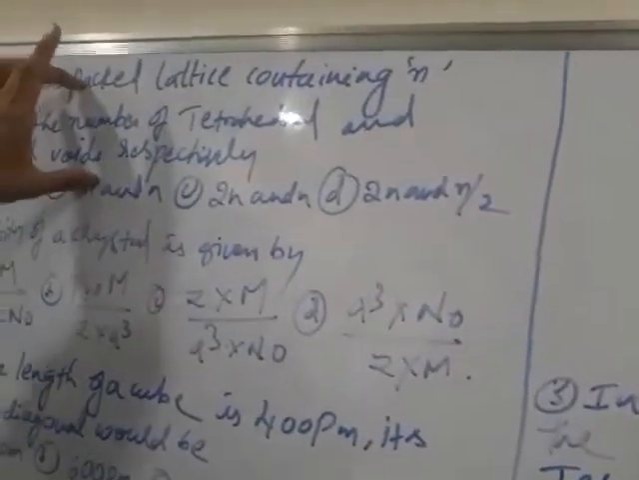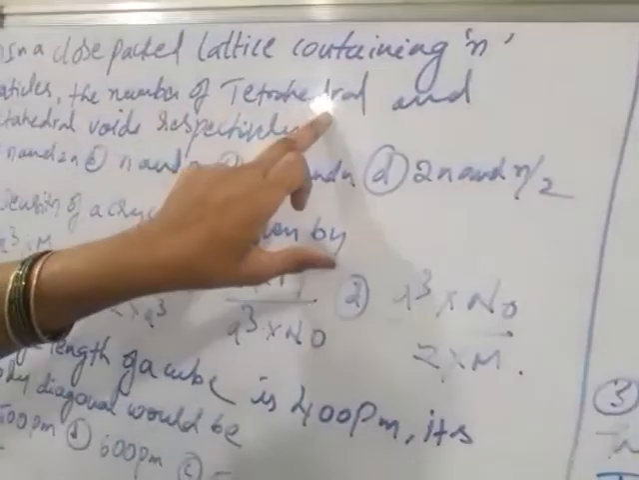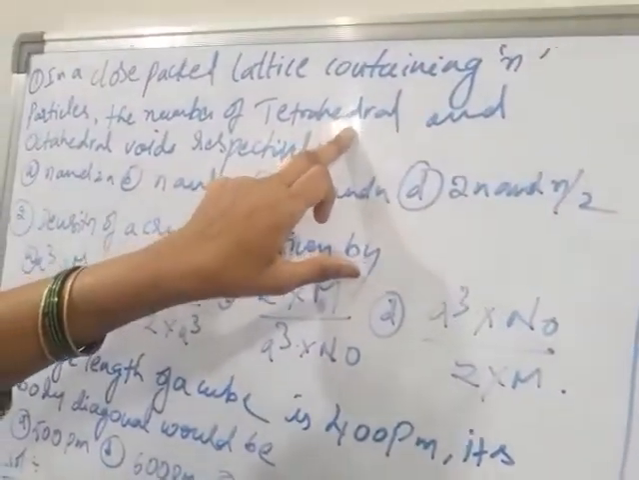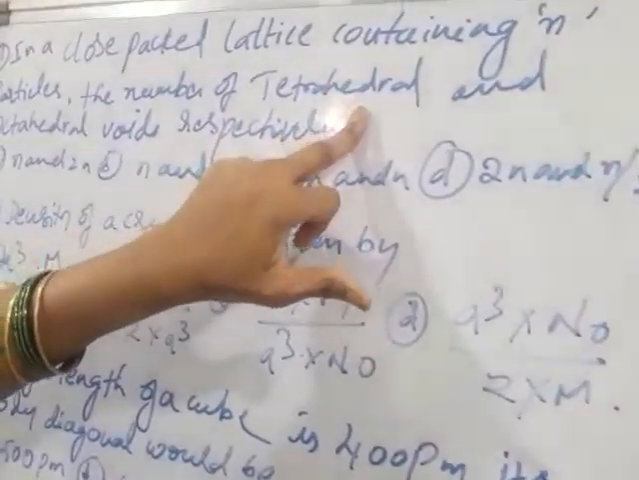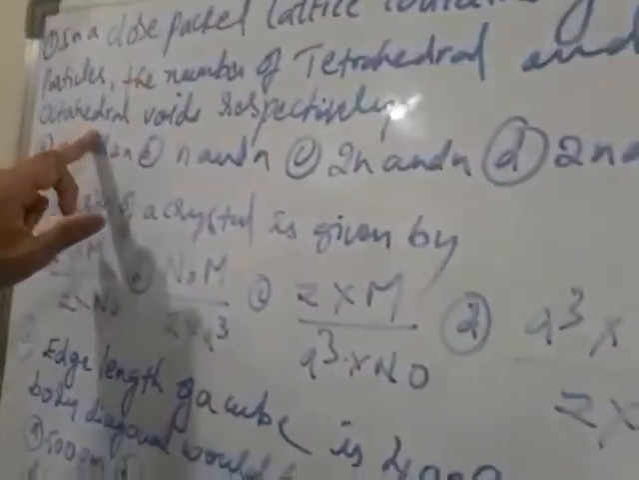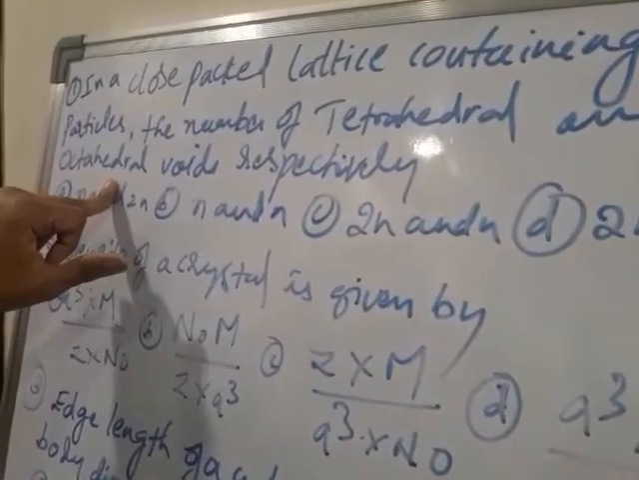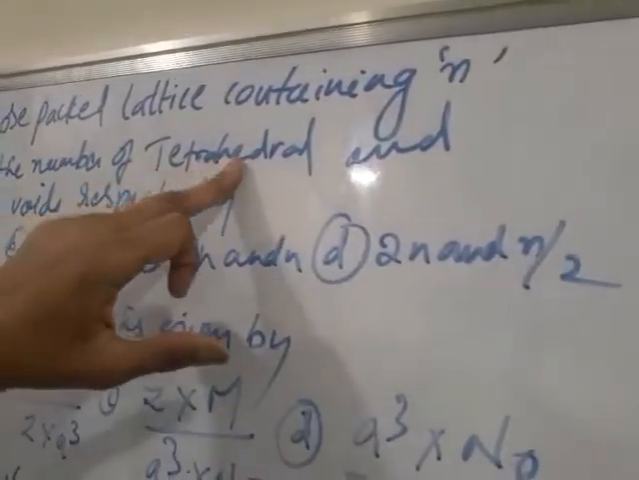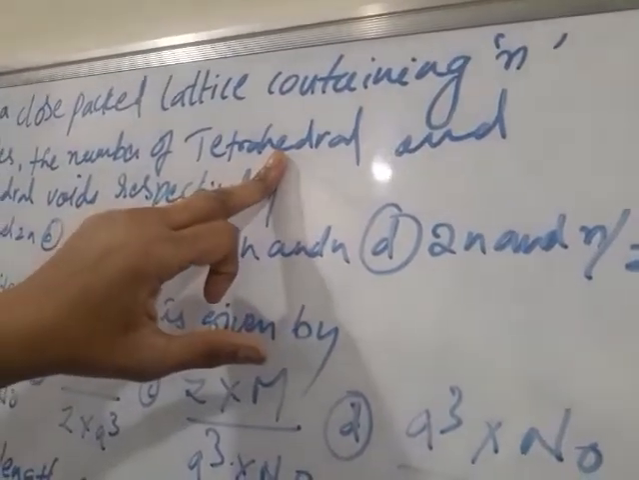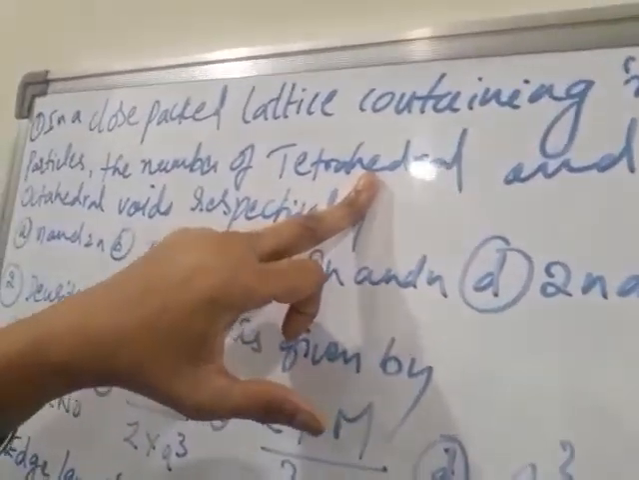You know that the number of tetrahedral voids is double that of the number of atoms present in it. And the number of octahedral voids is equal to the number of atoms present in it. Why? Because there is a possibility for the formation of tetrahedral voids in two ways.